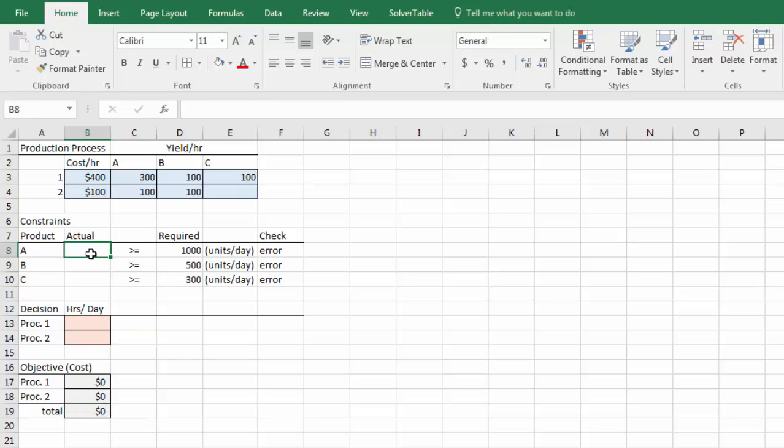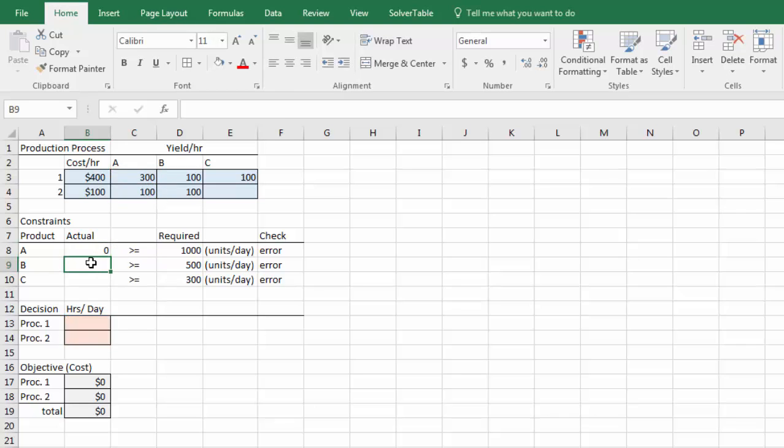Now, finally, the actual production. That's going to be the function of the amount of machine 1, process 1 we use, times process 1's output of A, plus the amount of machine 2, process 2 we use, times process 2's output of A. So there's our total output of A.